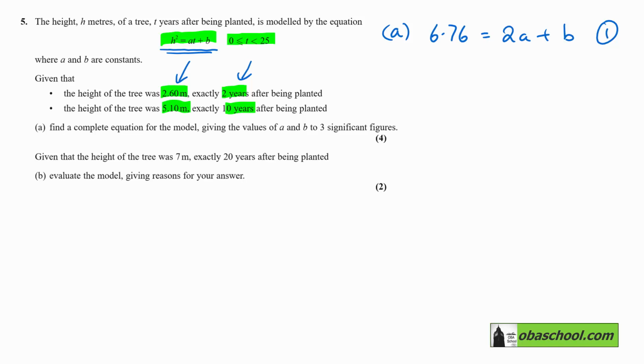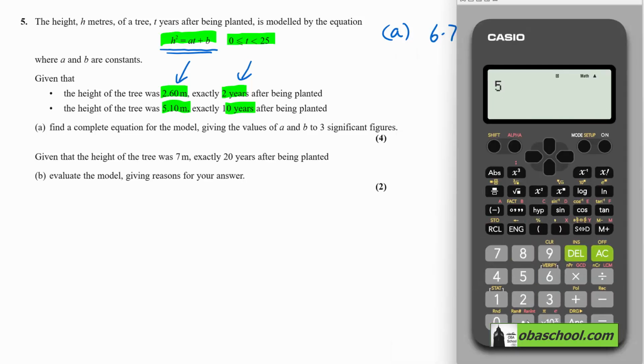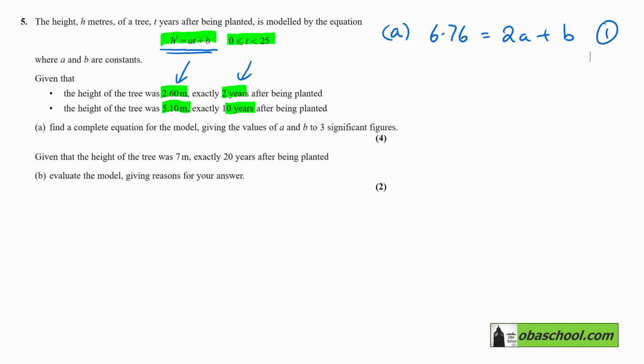Now we're going to square 5.1 as well. 5.1 squared is 26.01. So 26.01 is equal to, and t is 10, so 10a plus b. And then we have simultaneous equations. Let's do 2 take away 1.